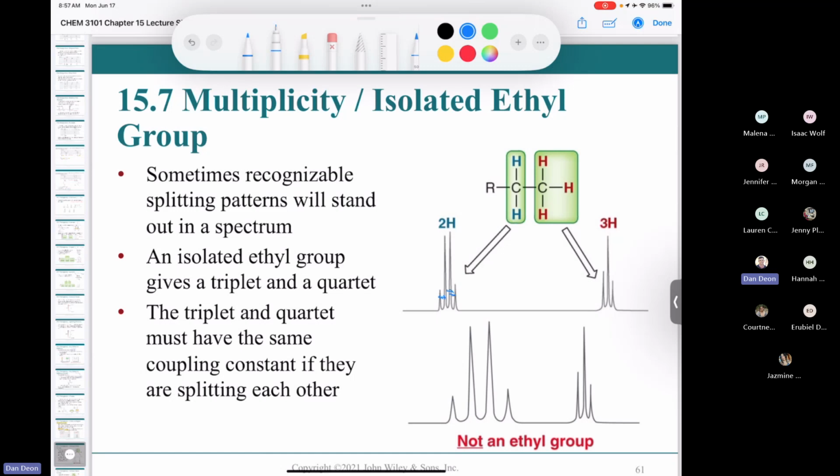You see the little lines that I'm drawing here. You see that these are all equal. Well, if I said, are these two protons splitting each other? You would say no. Why? Because the J value here, the distance between the peaks here, is different than the distance between the peaks here. Okay, so that's how you figure it out. All right.